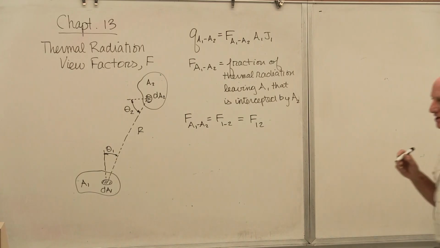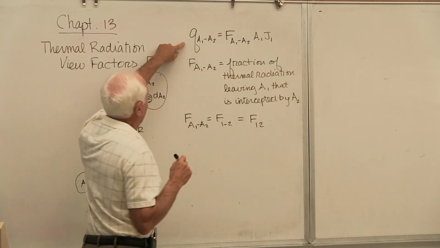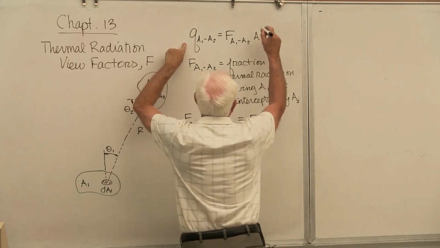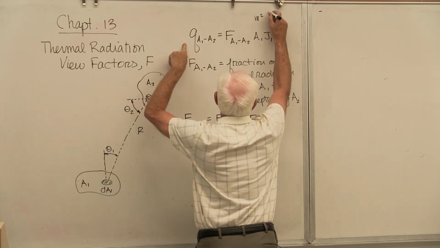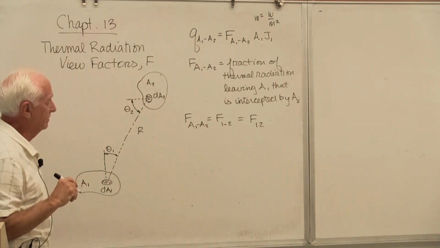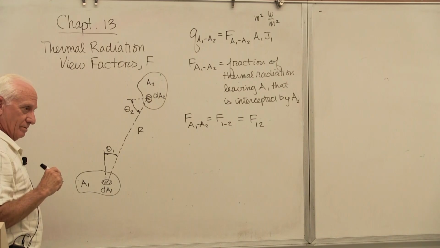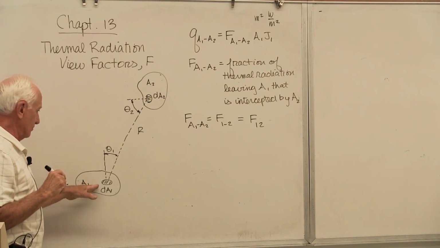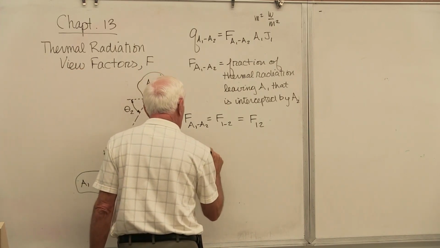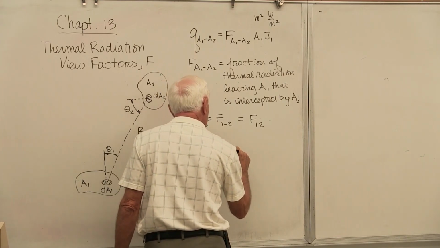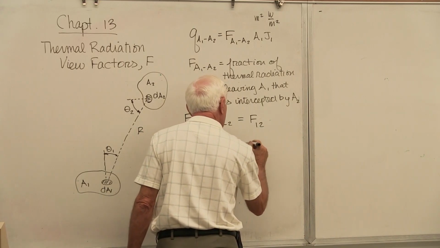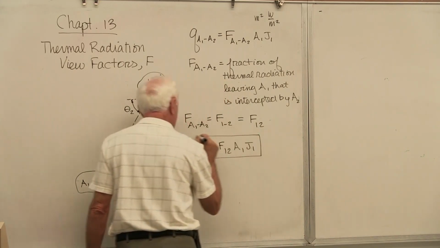So we can rewrite this expression for Q. Q is the amount of radiation in watts, just so you know. A1 is meters squared, J1 is watts per square meter, and F is a fraction, and fractions are dimensionless. So Q's in watts. That's the number of watts going from surface A1 to surface A2. So now the new equation is Q12 equals F12 A1 J1. All right, so that's our equation there.